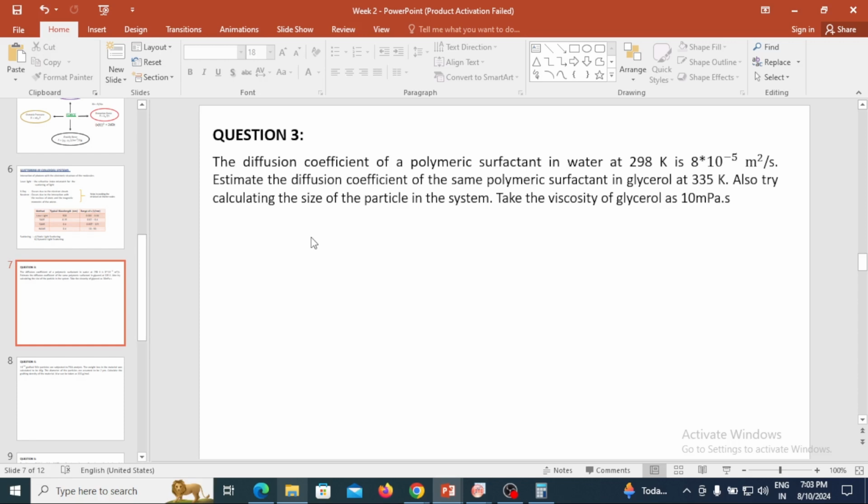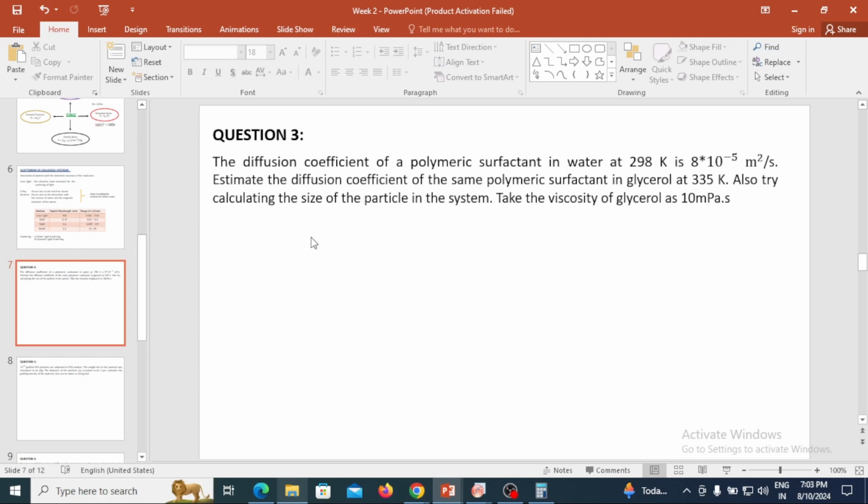So here you have to calculate the diffusion coefficient of a polymeric surfactant, but in a different solvent and a different temperature. You are given the diffusion coefficient of that polymeric surfactant in some other solvent and at some other temperature. So you need to relate both the viscosity as well as the temperature to calculate the diffusion coefficient. So how do you do this?